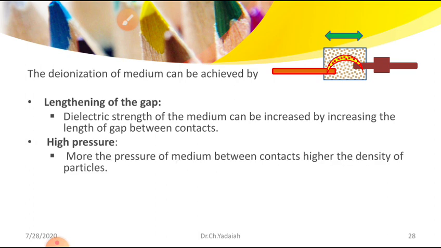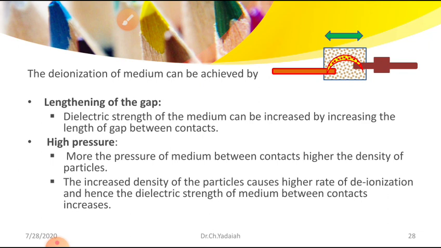High pressure: the more the pressure of the medium between the contacts, the higher the density of the particles. When the pressure is more, the density of the particles is very high. These dense particles try to oppose the flow of short circuit current, so it decreases automatically. The increased density of the particles causes a higher rate of deionization, and the dielectric strength of the medium between the contacts increases.